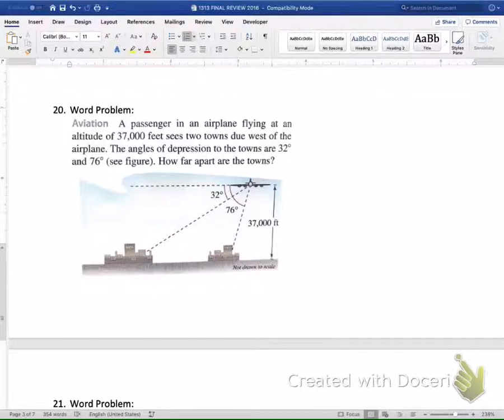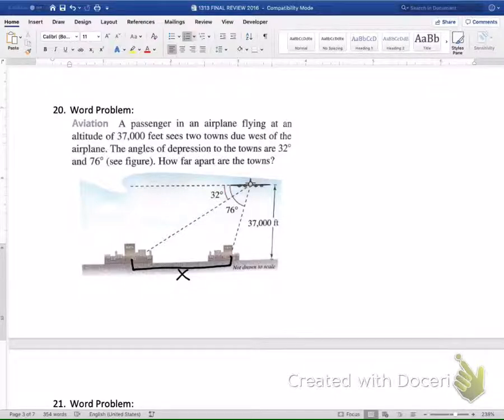And then 76 is the entire angle from the top down to the second dotted line. I don't love in this picture that it looks like the 37,000 isn't making a right angle with the ground, but it is. So the first thing I do in this is identify what they're trying to get me to find, which is how far apart the towns are, which in this case is where? Along the ground. From here to here, we're going to call that our x.